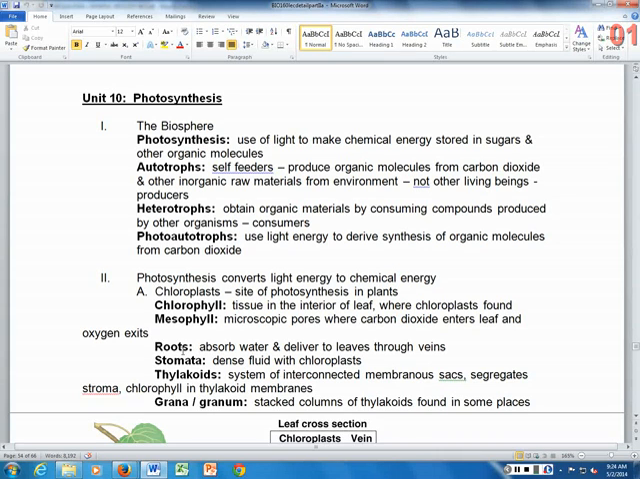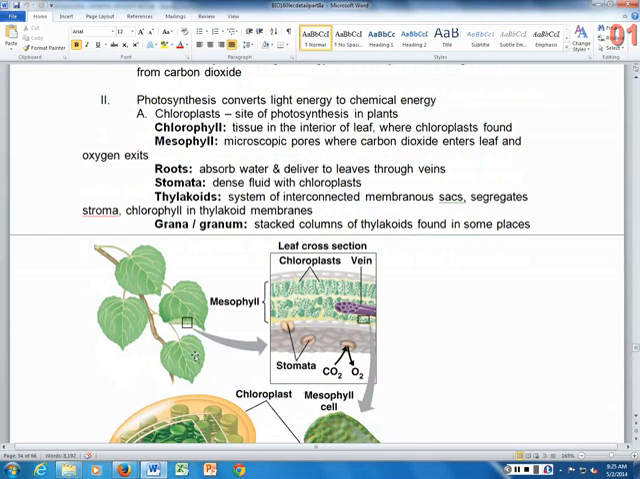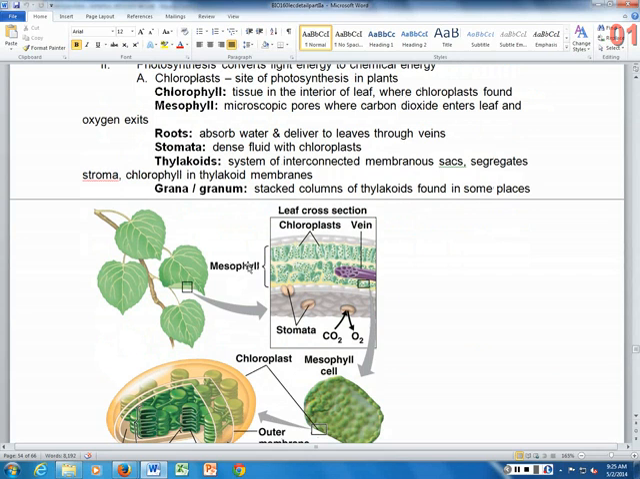So photosynthesis is going to occur in the chloroplasts. And as humans, we are animals, we do not have chloroplasts. Inside the chloroplasts, you're going to have chlorophyll, which is in the tissue of the interior leaf. The mesophyll is going to have these microscopic pores where carbon dioxide is going to be able to enter the leaves. So here you can see carbon dioxide can come in, and then you've got the chloroplasts in the mesophyll.